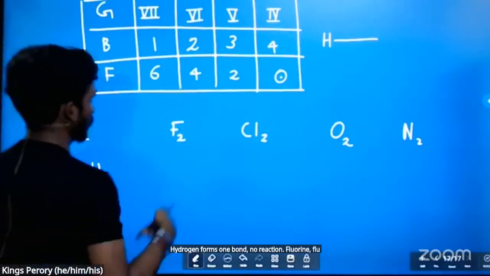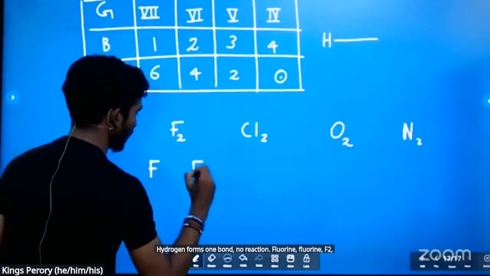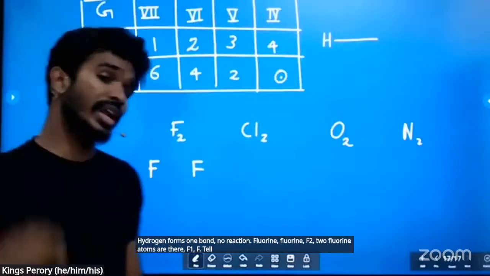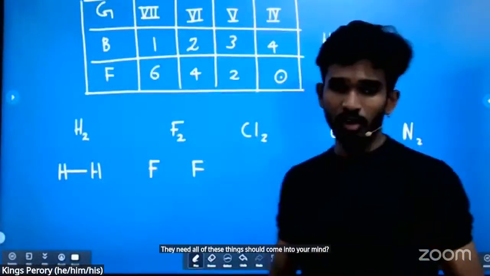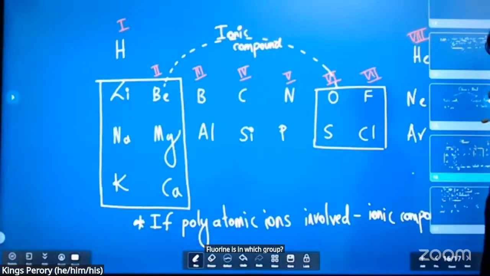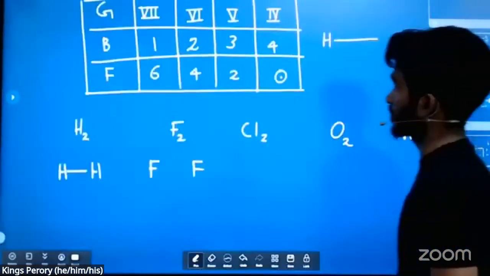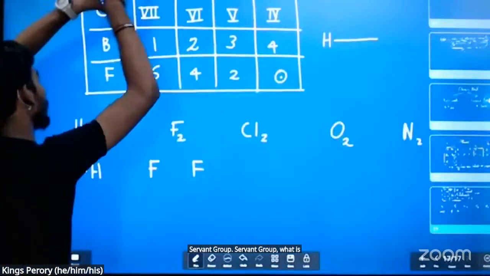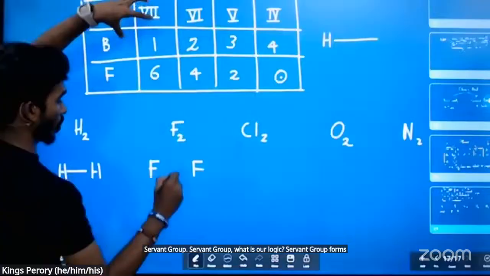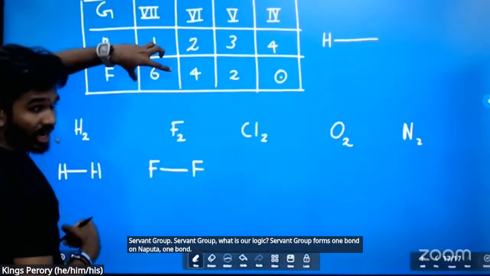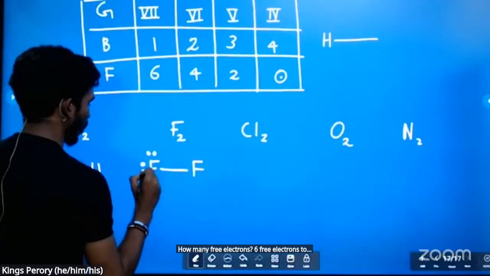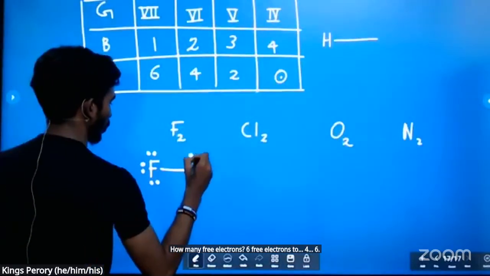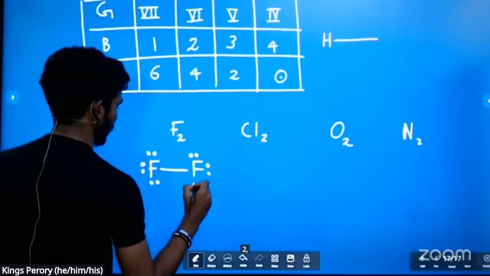Fluorine, F2. Two fluorine atoms are there, F and F. Tell me, fluorine is in which group? Seventh group. What is our logic? Seventh group forms one bond. How many free electrons? 6 free electrons: 2, 4, 6. That is fluorine.